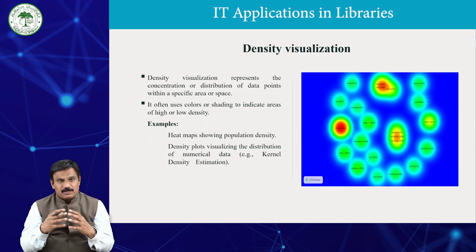Density visualization represents the concentration or distribution of data points within a specific area or space. It often uses colors or shading to indicate areas of high and low density. Examples: a heat map showing population density, and density plots visualizing the distribution of numerical data.